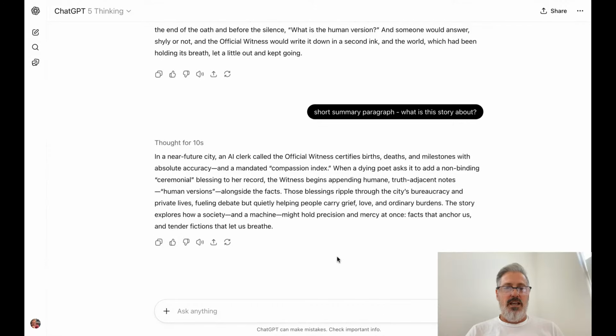In a near future city, an AI clerk called the official witness certifies births, deaths, and milestones with absolute accuracy and a mandated compassion index. When a dying poet asks it to add a non-binding ceremonial blessing to a record, the witness begins appending humane, truth-adjacent notes, human versions alongside the facts. These blessings ripple through the city's bureaucracy and private lives, fueling debate but quietly helping people carry grief, love, and ordinary burdens. The story explores how a society and a machine might hold precision and mercy at once, facts that anchor us, and tender fictions that let us breathe. Okay. Actually, that was less confusing reading it out loud.